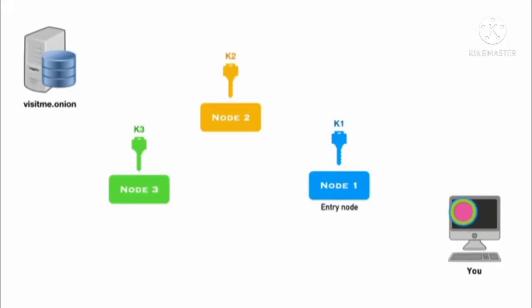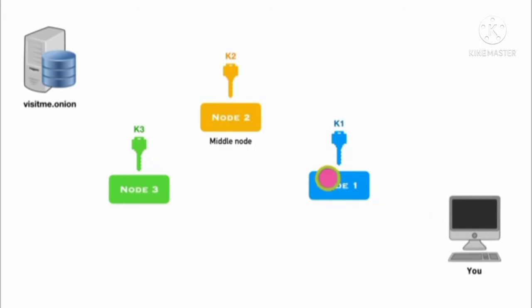When your request is first received by node 1, notice here that node 1 knows where you are, because you're directly sending this request to node 1, so it knows your IP address. So even though node 1 cannot read your request, it still knows your identity. So there is no confidentiality between you and node 1, which we call the entry node.